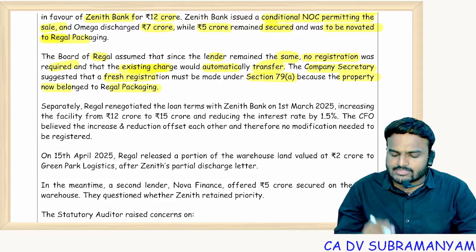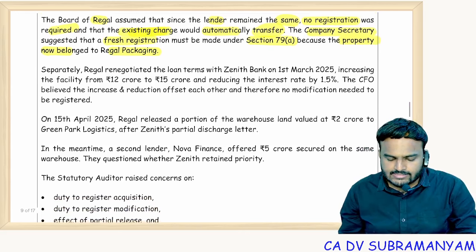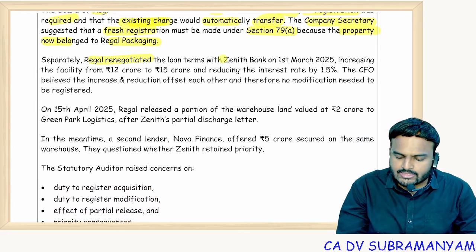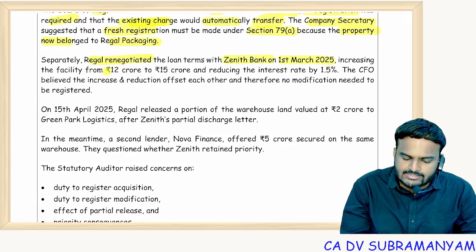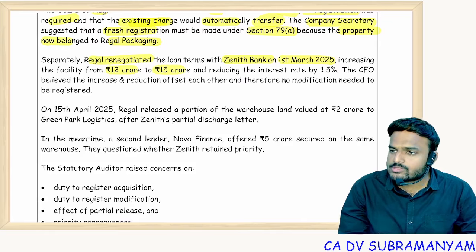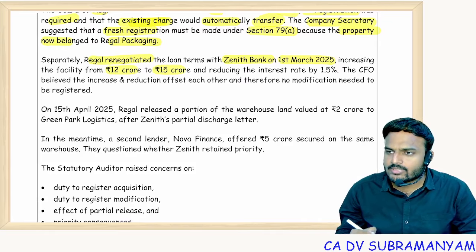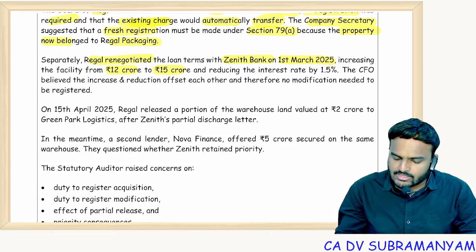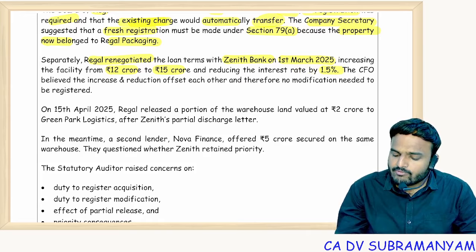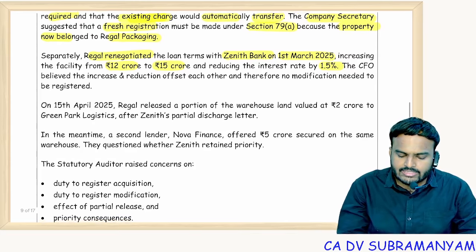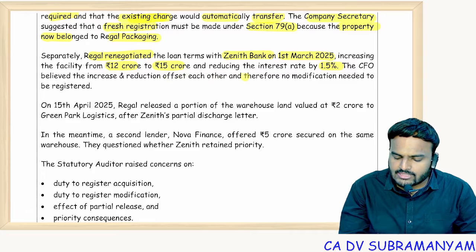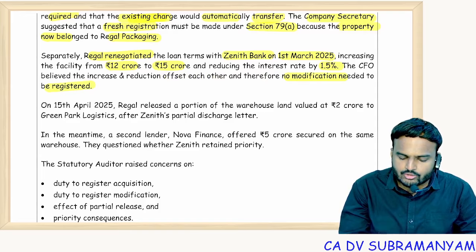Do you agree with CS? Yes, 100%. Separately, Regal renegotiated the loan terms with Zenith Bank on 1st March 2025, increasing the facility from 12 to 15 crores. Loan amount revision happened. Is it a modification? Yes. And reducing the interest rate by 1.5%. This is also another modification. The CFO believed the increase and reduction offset each other and therefore no modification needed to be registered.